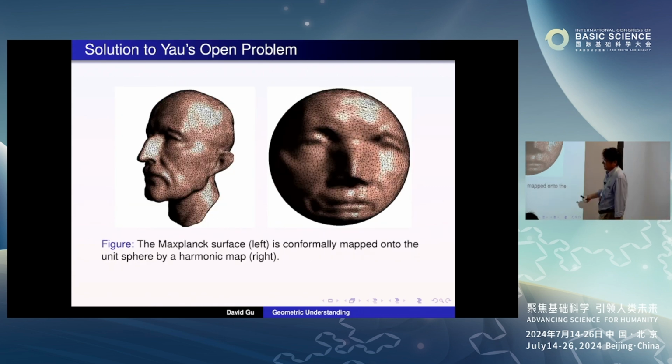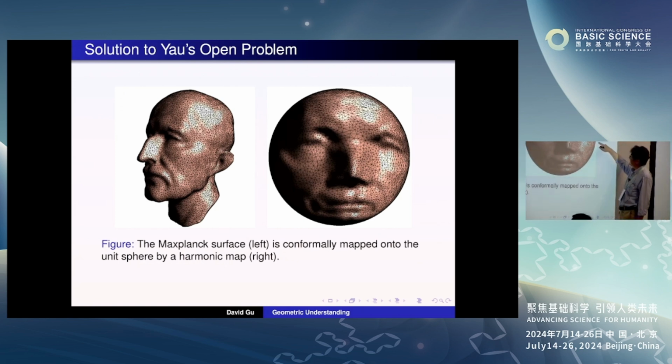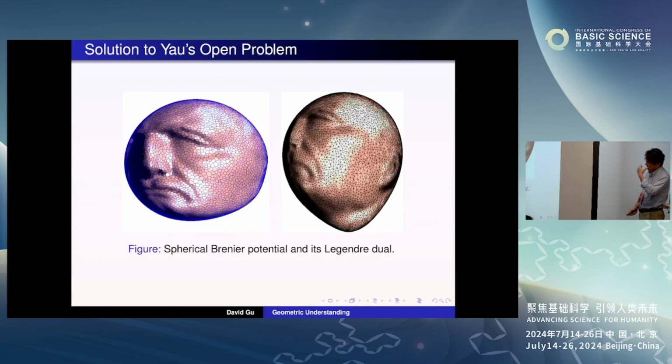Here we can see another example. This is the Max Planck statue. We conformally map the surface to the unit sphere. We normalize the total area of the surface to equal 4 pi. This mapping pushes forward the surface area element to the unit sphere, so on the unit sphere we define this kind of measure. We try to find a convex surface whose Gaussian curvature measure equals this measure. Using our geometric analysis method, we can recover such a surface.